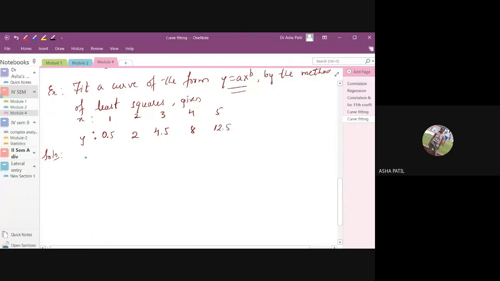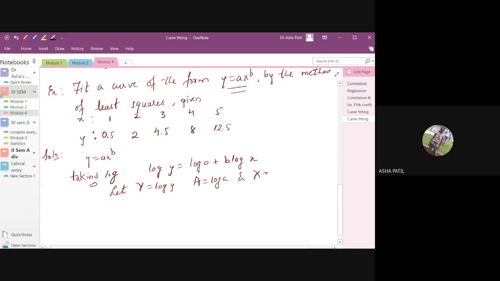Y is equal to a x raised to b, taking log. Otherwise, you will not come to know. If you don't know it by heart, you may go wrong. So taking log, log y is equal to, I'll write directly, log a plus b into log x. Then let capital Y is equal to log y, capital A is equal to log a, and capital X is equal to log x. So what we have is capital Y is equal to capital A plus B into capital X. Now write the normal equation.